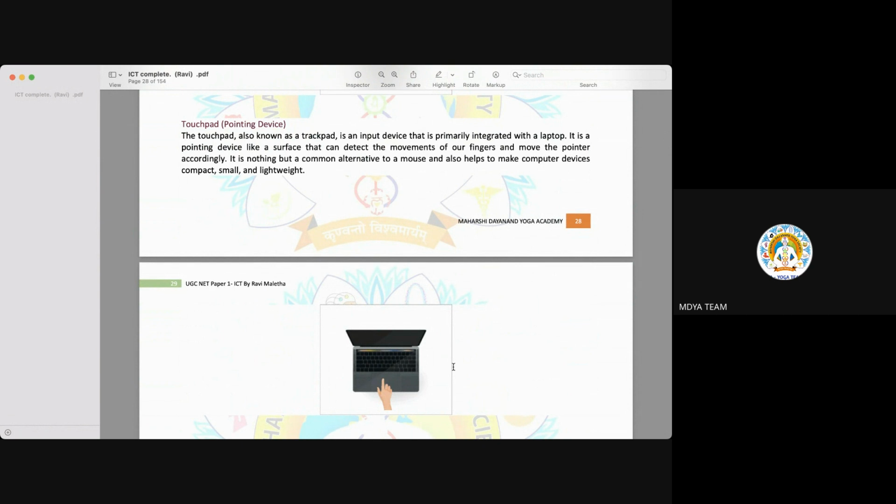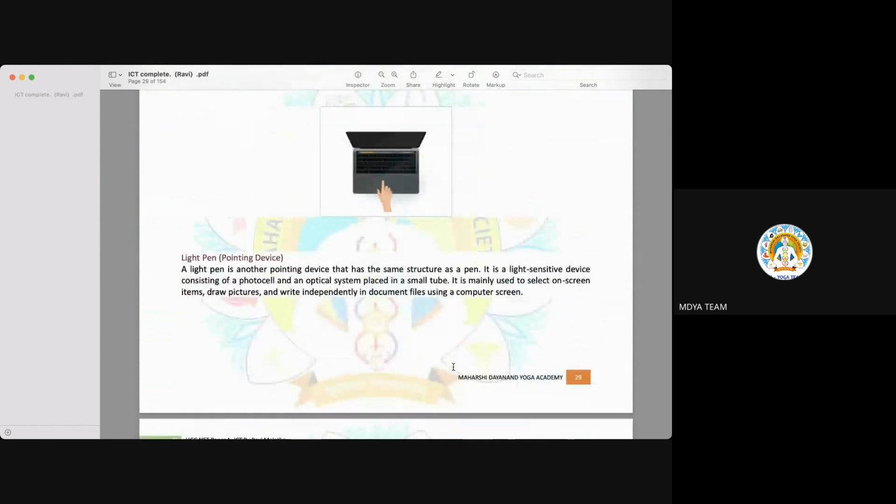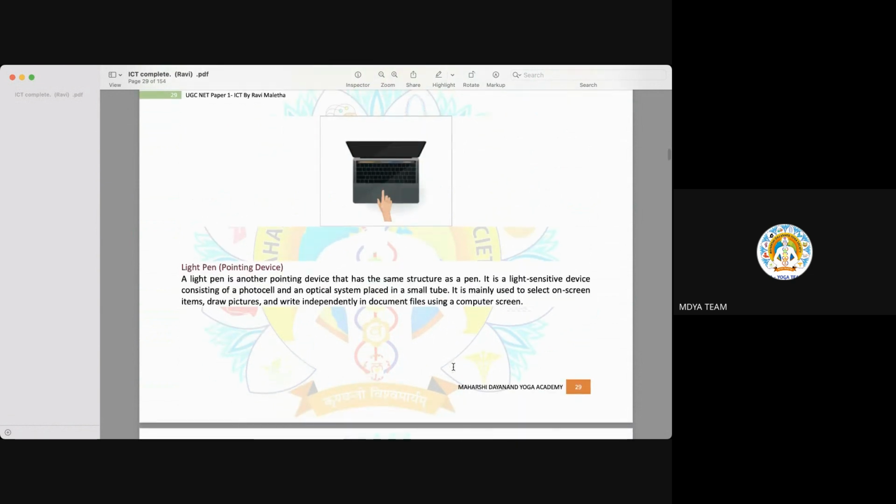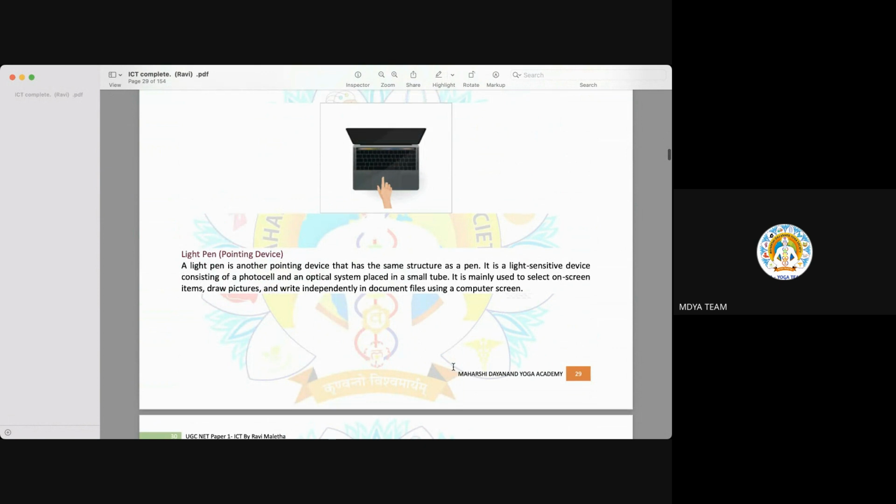And it's nothing but, you can say, an alternative to a mouse that helps to make the computer device compact, small, and lightweight. You don't have to use another device like a mouse and all, a keyboard. So within your computer, which you can fold and all. So that way, you can say touchpad is also a very useful input device.